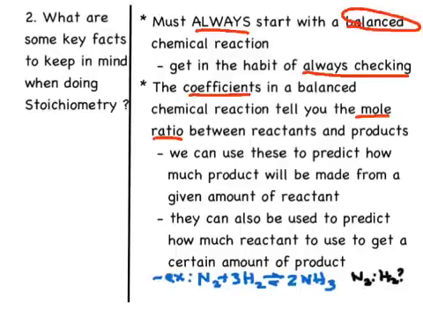Well, we take a look at our coefficients. Nitrogen has a coefficient of 1, and hydrogen has a coefficient of 3. So it's a 1-to-3 ratio. For every 1 mole of nitrogen we use, we need 3 moles of hydrogen to make the reaction work. That's how mole ratios work. All right, let's voyage into our first set of stoichiometry problems, which we call mole-to-mole problems.